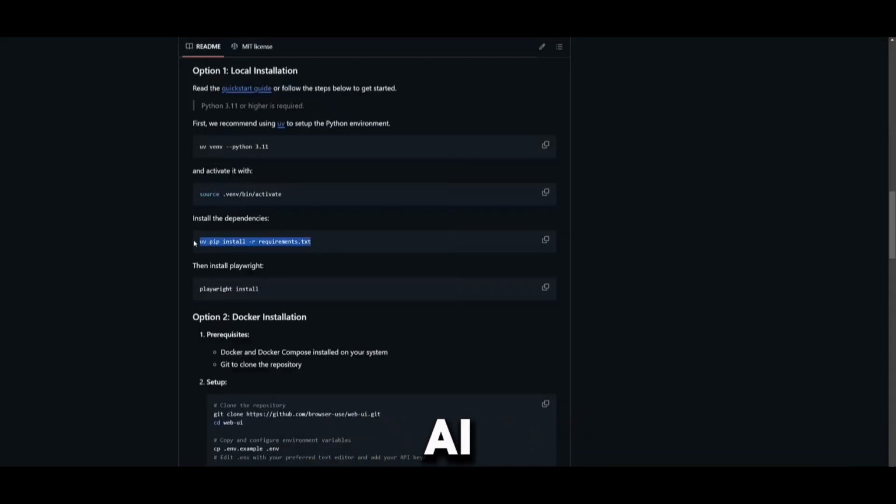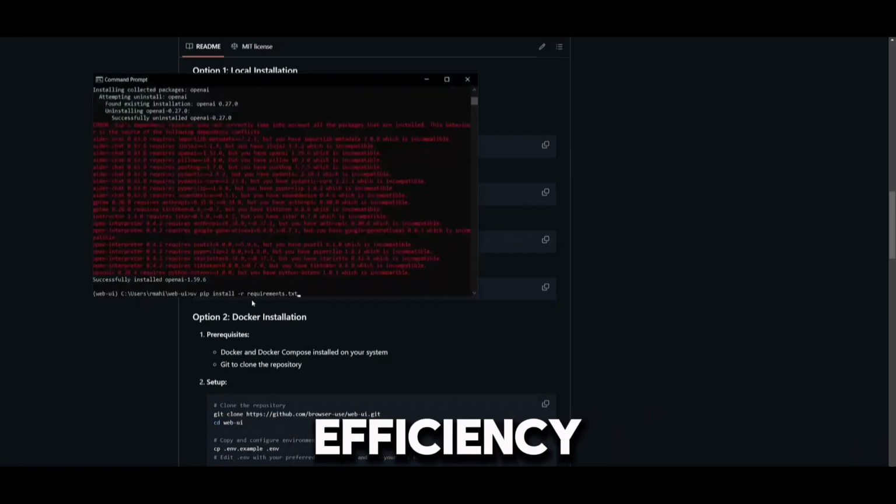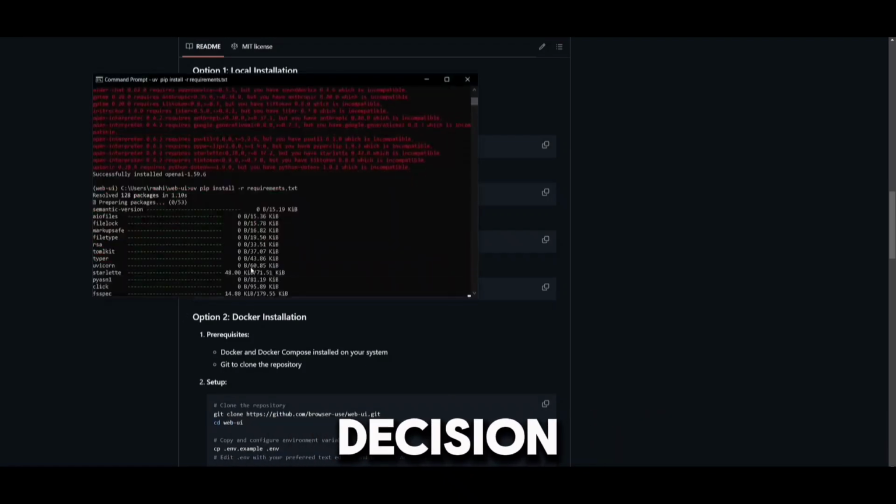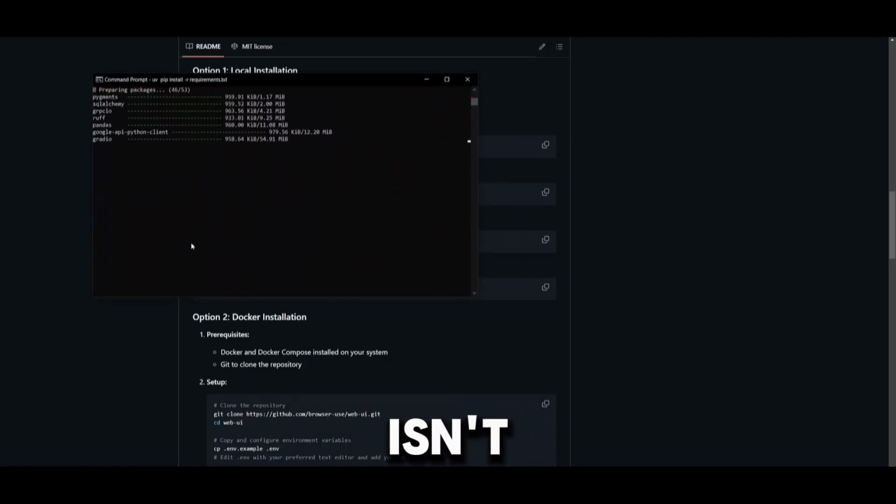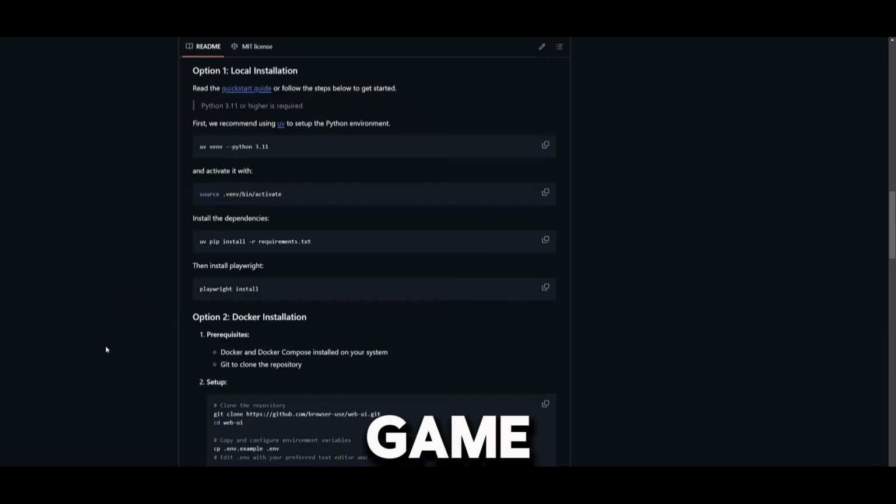Businesses using AI analytics tools report a 3 times improvement in efficiency and faster decision-making. Deepseek AI isn't just a tool, it's a business game-changer. If you're ready to unlock the full potential of your data, start exploring Deepseek today.